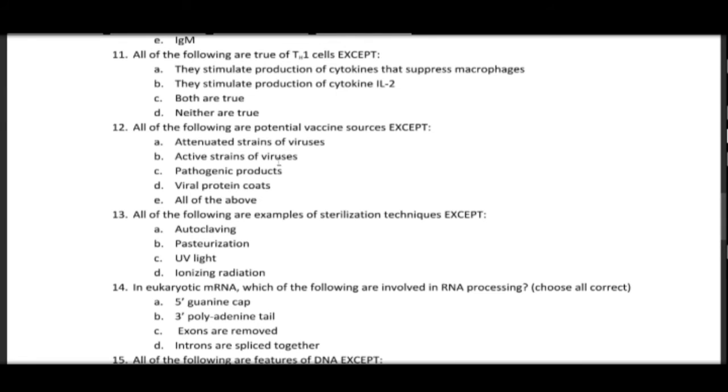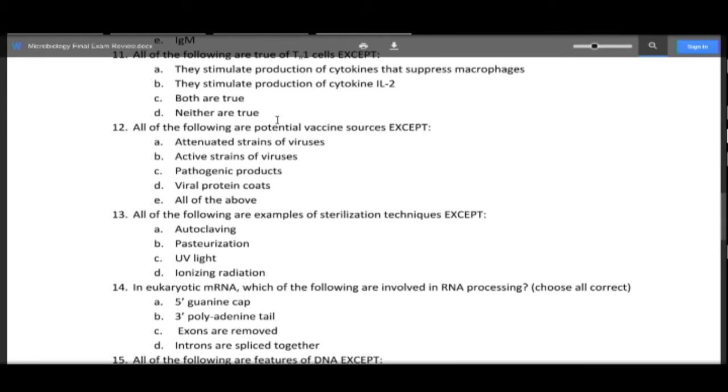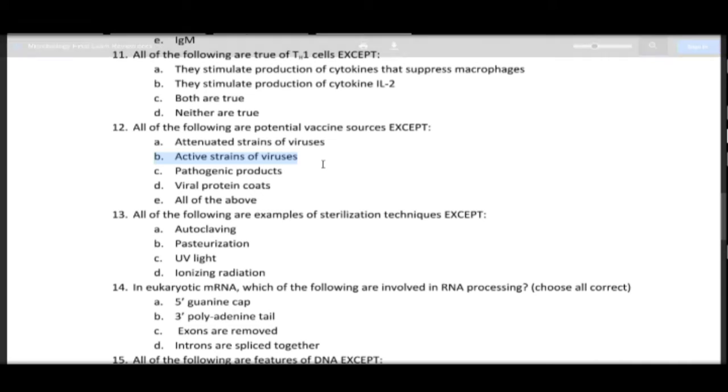So all of these look like good potential vaccine sources, except for this active strain of the virus. This active strain of the virus is that full force virus, and that's what we're trying to make a vaccine for. We're trying to help people get immunity against that. And if you give them the active strain, it's just like they're getting infected any other way.